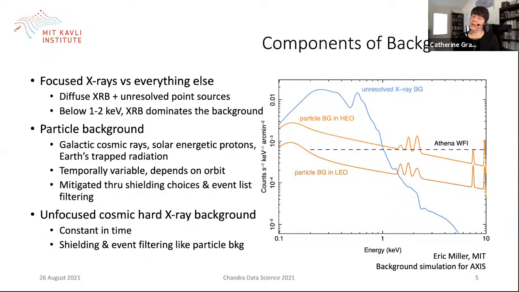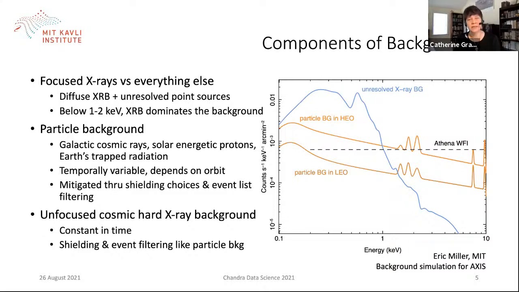So that's galactic cosmic rays, solar protons, and particles in the Earth's radiation belts. This is temporally variable. It depends on what kind of orbit you have, and you mitigate it through various shielding choices when you construct your instrument and in event-list filtering. There's a third component, which is the unfocused cosmic hard X-ray background. So this is very high energy X-rays and gamma rays, high enough that they can penetrate your spacecraft and reach your detector. These are constant in time, but the way you treat them is very similar to how you would treat the particle background, through choices in your shielding and event filtering.